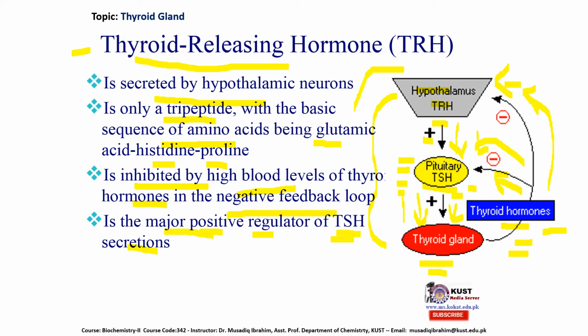So this is the positive feedback when there is less concentration of thyroid hormones inside the human body tissues, and this is the negative feedback loop which takes place when there is adequate or high concentration of thyroid hormones within the human body tissues. And all this regulation takes place in the human body the whole time, and that's how the regulation of the thyroid hormones is achieved with the help of thyroid releasing hormone as well as the thyroid stimulating hormone, and as well as the thyroid gland for the secretion of thyroid hormones.